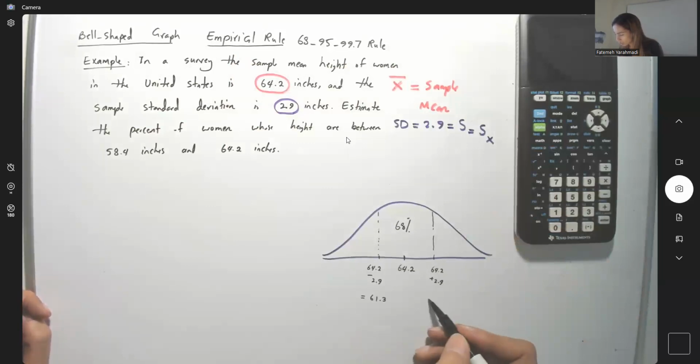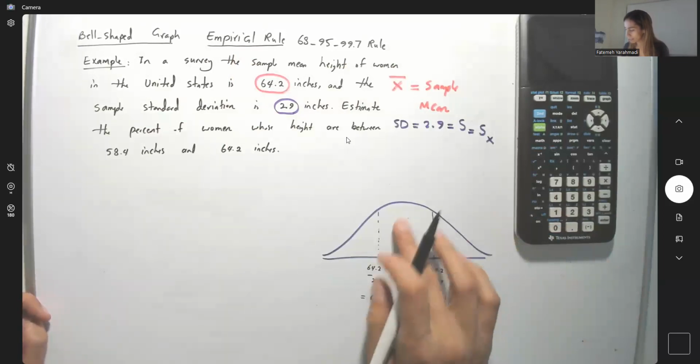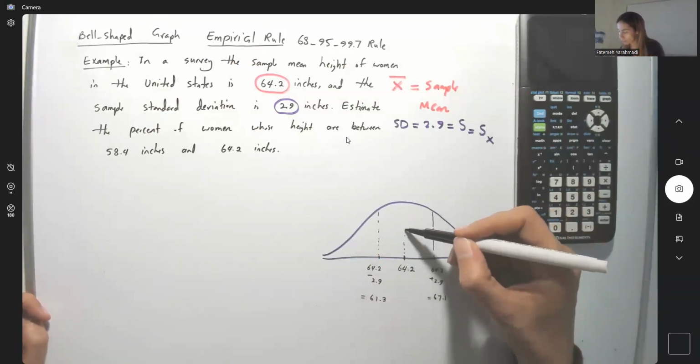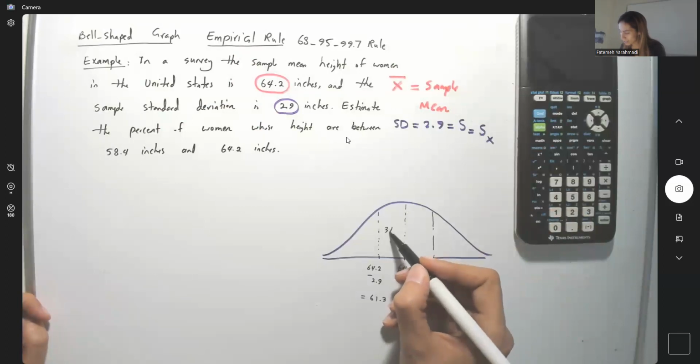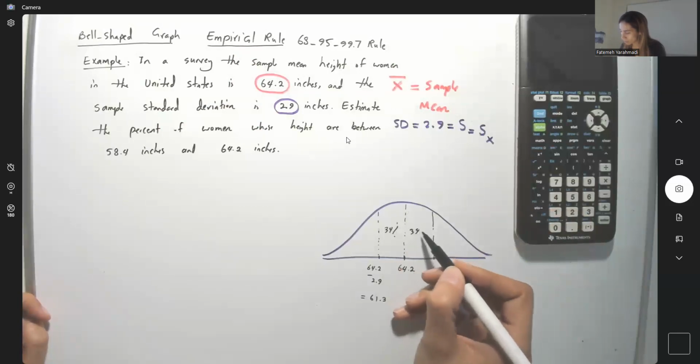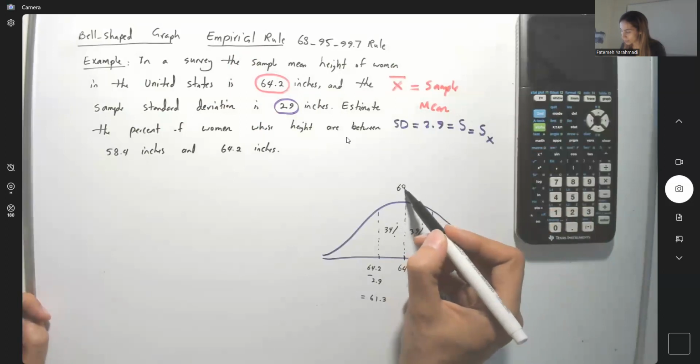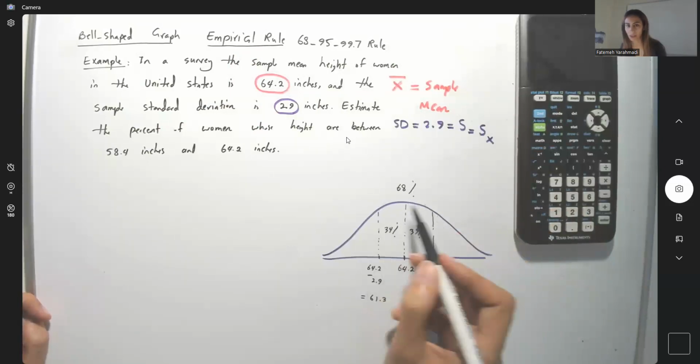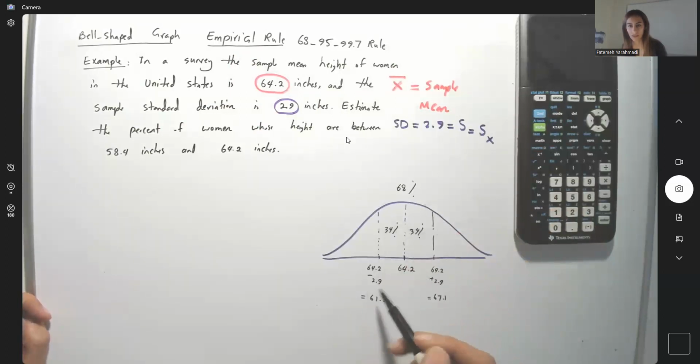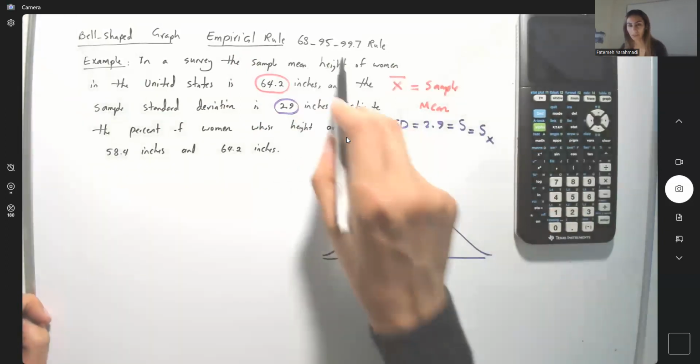61.3 inches to 67.1 inches. And remember that the way it was distributed, it was 34%, 34%, and another 34%. So if you add these together, you get 68%. 68% of all women in the United States, we expect to see a height between 61.3 inches and 67.1 inches.